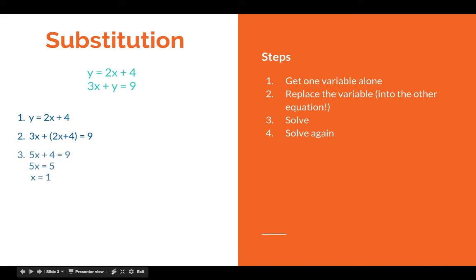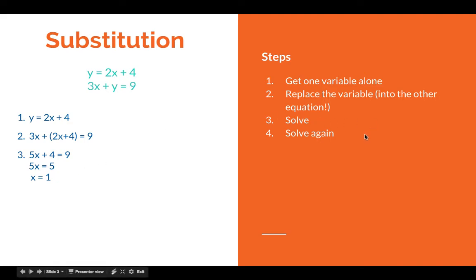Okay, moving on to the third step. Now we want to solve. So what I did here is I simplified. So I did 3x plus 2x, right, that's 5x, and then plus 4 is equal to 9. Then I subtracted 4 from both sides. Then you get 5x is equal to 5. Divided by 5 on both sides and got x is equal to 1. Okay, so that's the third step right here.